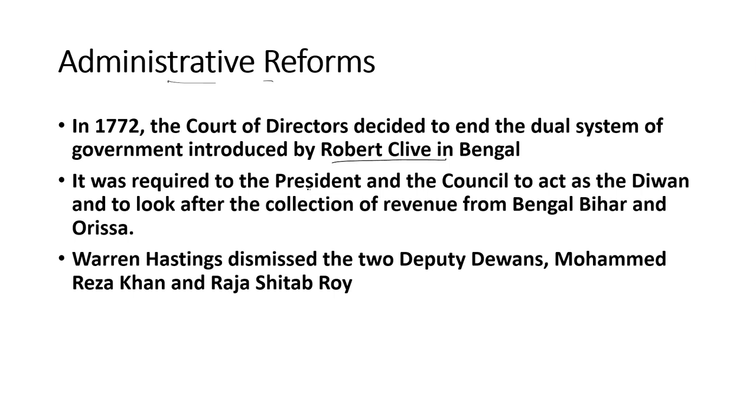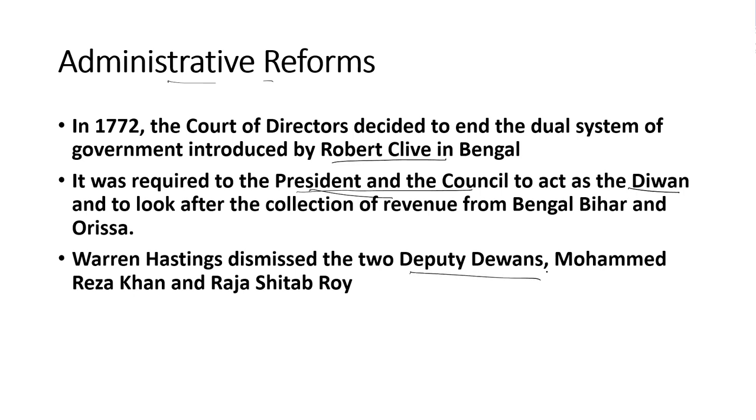So, Warren Hastings, once he became the governor of Bengal, ended the dual system of government which had been introduced by Robert Clive. The president and the council began to act as the Diwan and they engaged in the collection of revenue from Bengal, Bihar and Orissa.